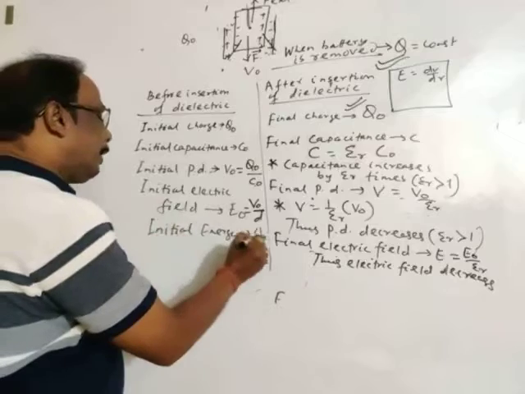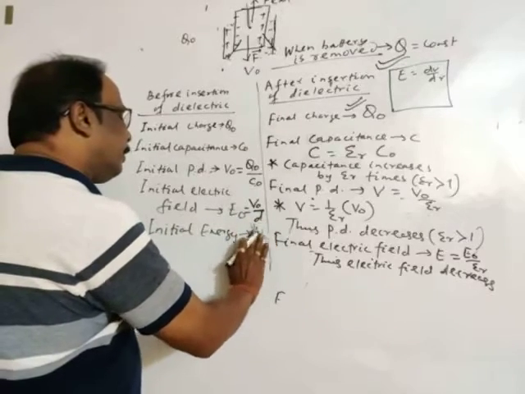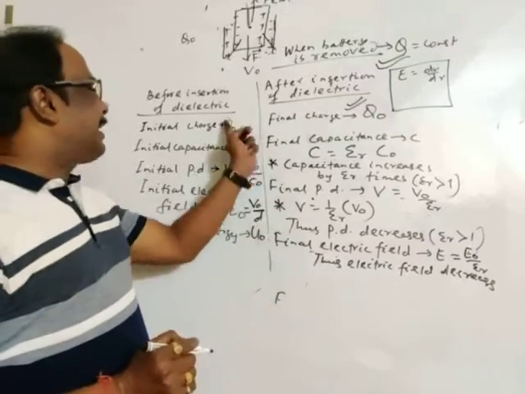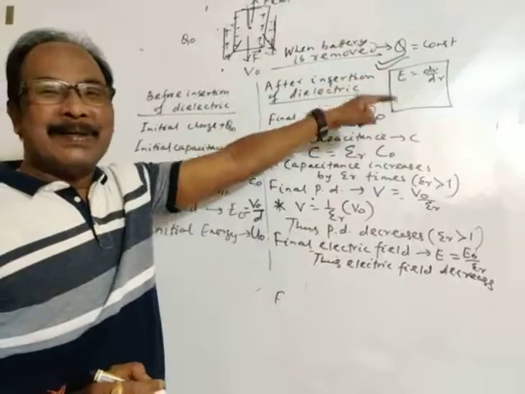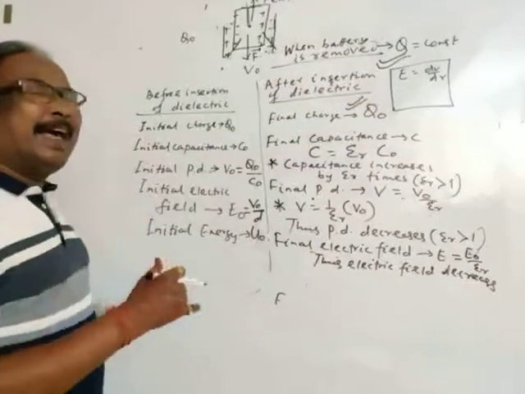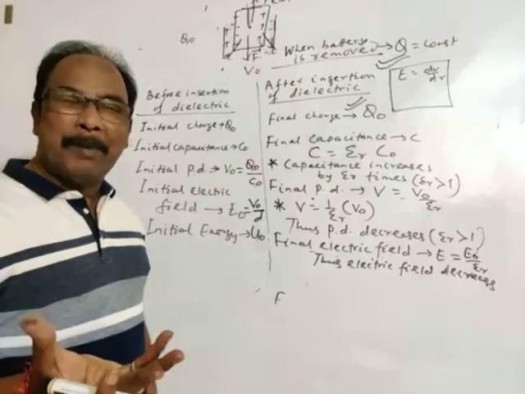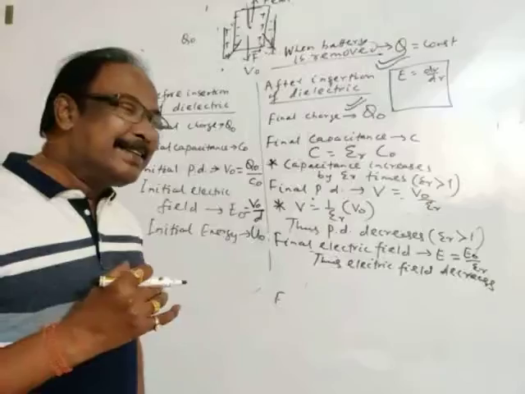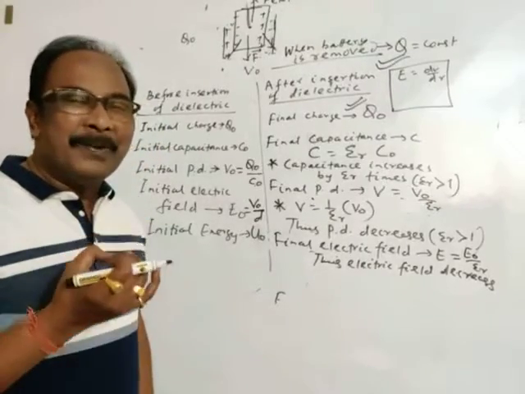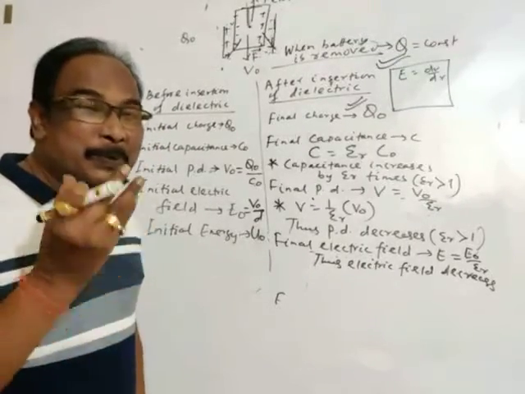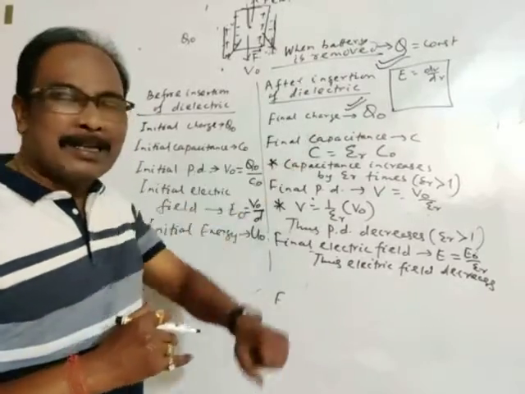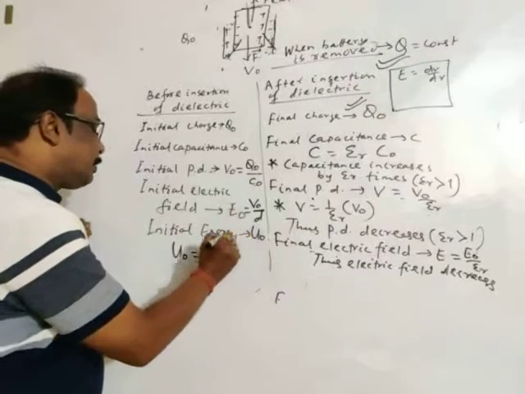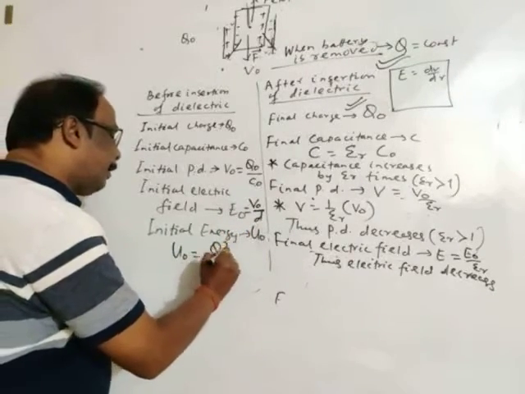Then finally about the energy, initial energy, we have taken U naught. Here charge is constant if the battery is removed. So there are different formulas for energy stored in a capacitor: half CV square, half QV, and another general formula, Q square by 2C. Here charge is constant, so we will use the relation of potential energy with charge, Q square by 2C.